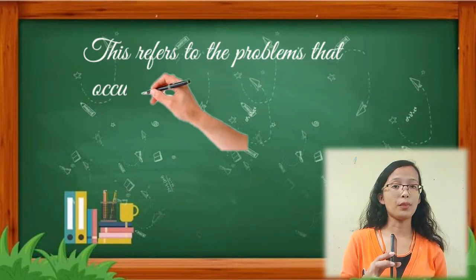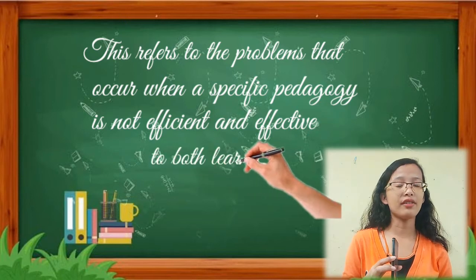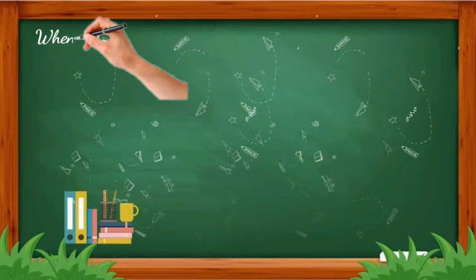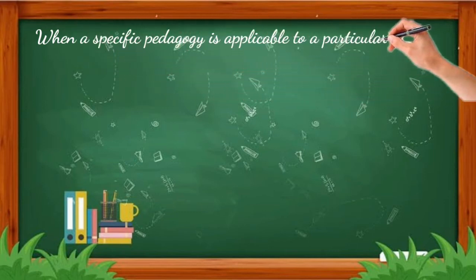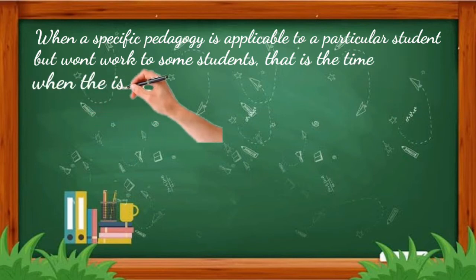Pedagogical issues. This refers to the problems that occur when a specific pedagogy is not efficient and effective to both learners and educator. When a specific pedagogy is applicable to a particular student but won't work for some students, that is the time when the issue comes in.